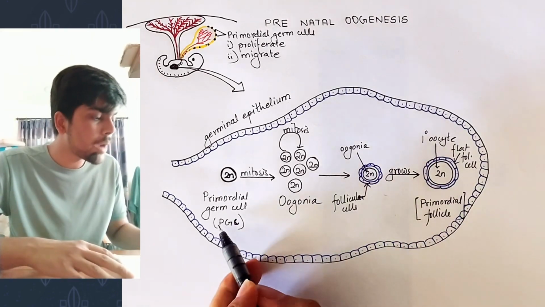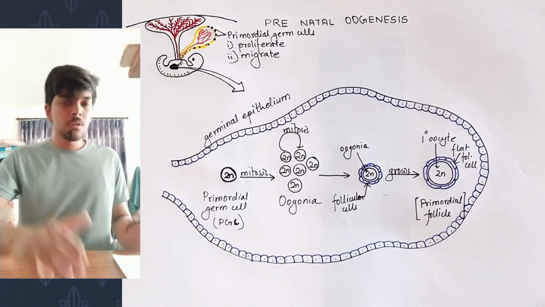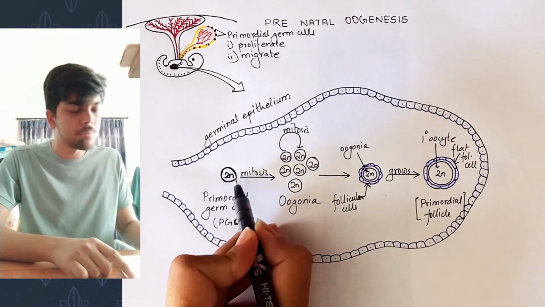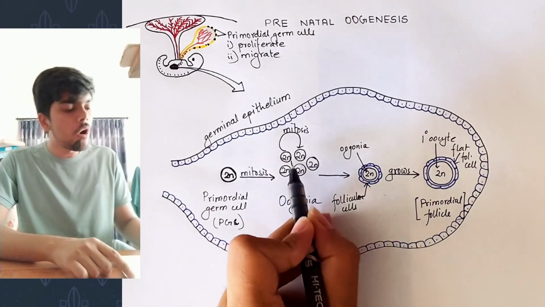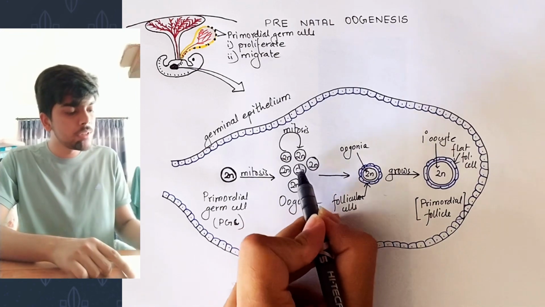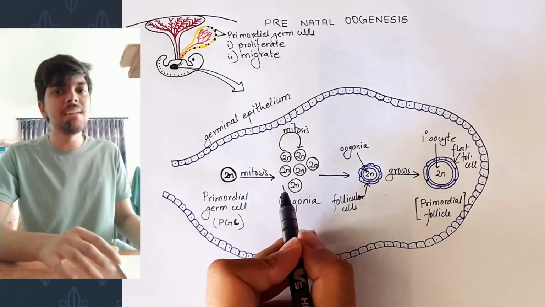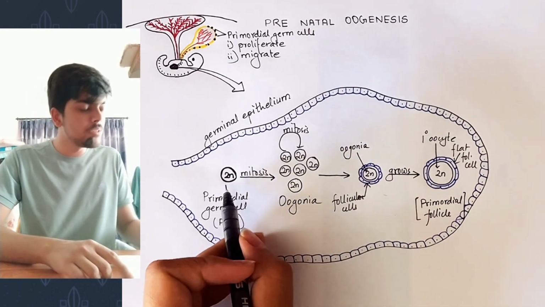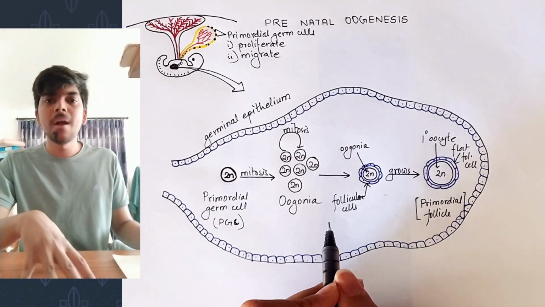Not to be confused with primordial sperm cell. Let me revise the whole thing for you. Okay. At first, there's the diploid primordial sperm cell. This diploid primordial sperm cell gives rise to other diploid sperm cells by the process of mitosis. These other diploid sperm cells further multiply by the cell division of mitosis and further increase their number. The sperm cells that are formed by the process of mitosis from the primordial sperm cell are called oogonia. Not all oogonia survive. Few of them degenerate.